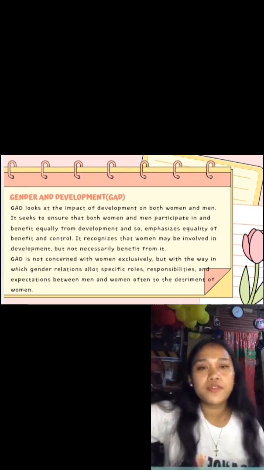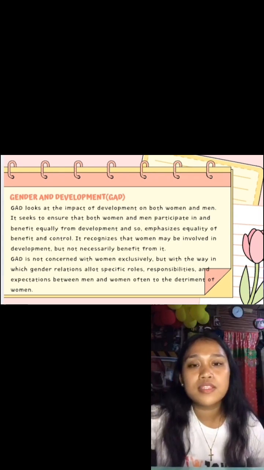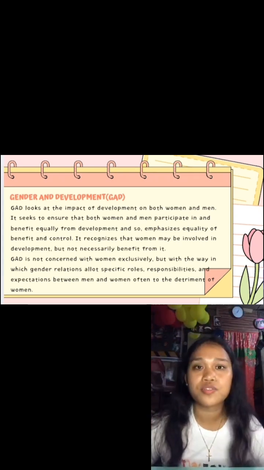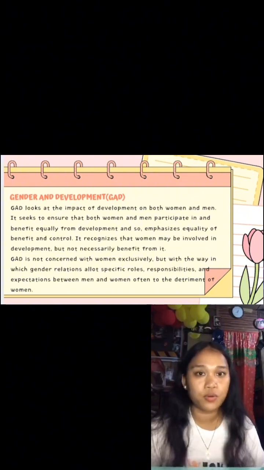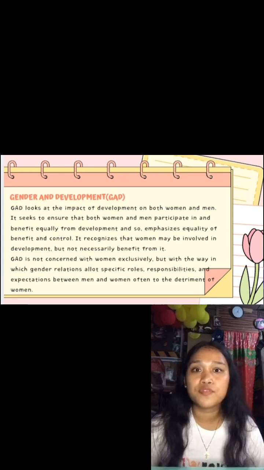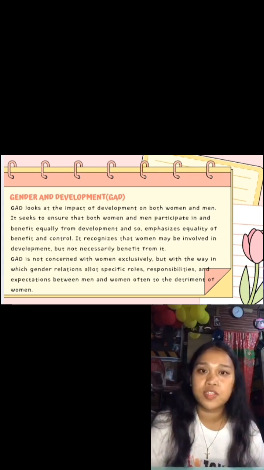So for Gender and Development, it was in the 1990s that this approach emerged, and Gender and Development shifts our focus from women alone to understanding gender relations as a whole. It recognizes that both women and men should have roles to play in development, and it also emphasized the need for equality and participation and benefits. GAD also tackles deeper issues such as the oppression of women faced in both public and private spheres, broadening the scope of development initiatives.